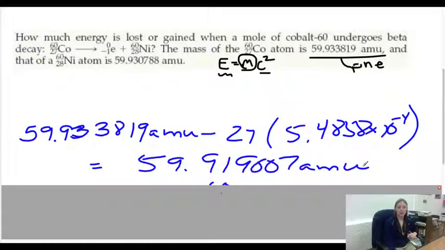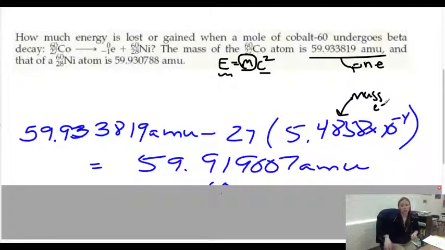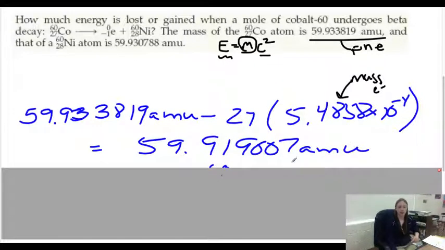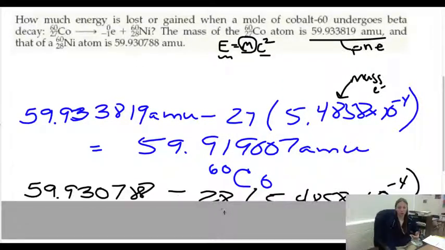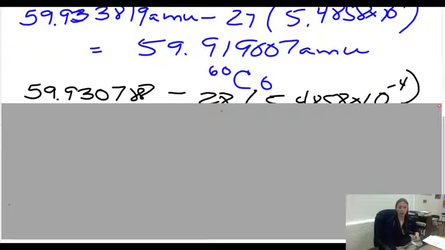I take my 59.933819 AMUs, I subtract 27 times 5.4858 times 10 to the negative fourth, because there are 27 electrons, and that is the mass of my electron. I want just the mass of my nucleus for the energy, because that's what's going on with my reaction. We're trying to deal with the nucleus. That's cobalt-60.